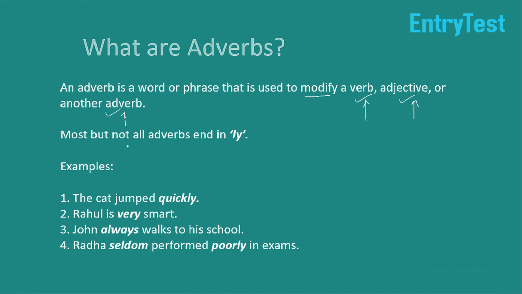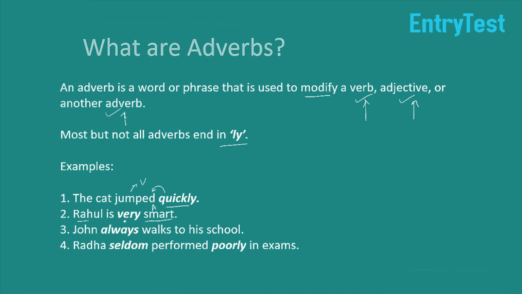And most of them end with ly, but not all. Okay. So let's see some basic examples of adverbs. The cat jumped quickly. Okay, so what did the cat do? The action, the verb, is jump, and how was the action done? Quickly. Alright, so here quickly is my adverb which is modifying the verb. Next is Rahul is very smart. Okay, so this is an adjective because I'm telling something about Rahul. It's his quality. So this is adjective.